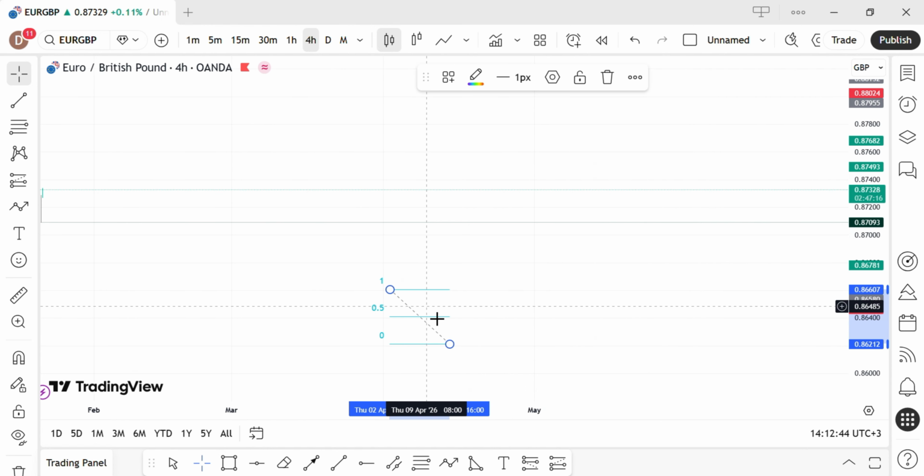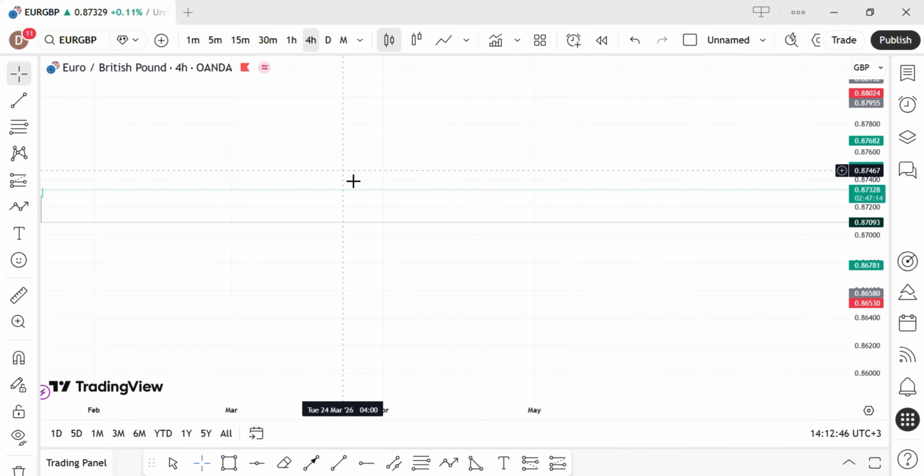Okay, things to look for. So number 1 is liquidity, number 2 is imbalance, number 3 is order block. If you have a book and a pen, you can note that down. Order block, liquidity, and imbalance.